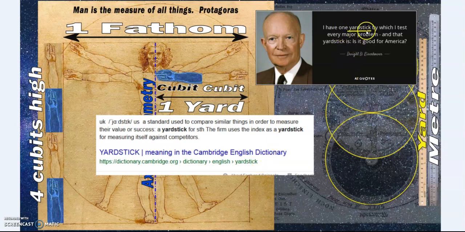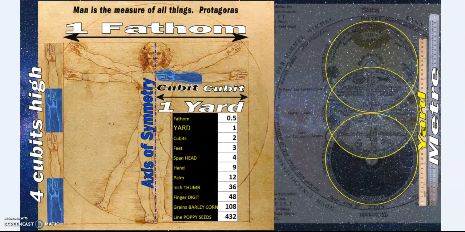Now, I have one yardstick by which I test every major problem. It's an expression used to say how you would understand or measure something. My yardstick of knowing if someone is honest or dishonest is this or that. My yardstick of whether this is a good or a bad deal is this or that. So fathom, yardstick, these terms have left their presence in our language.